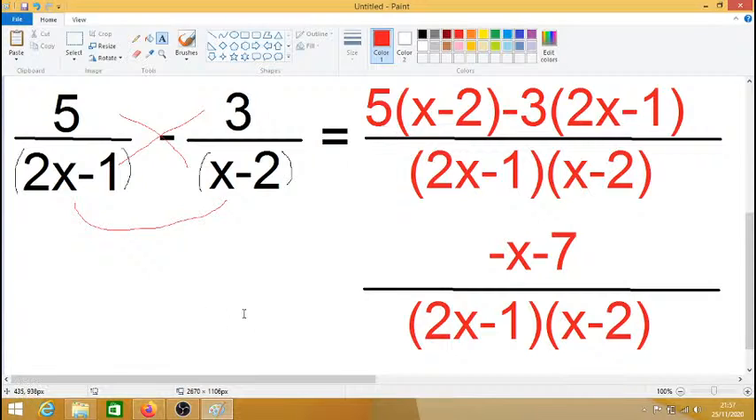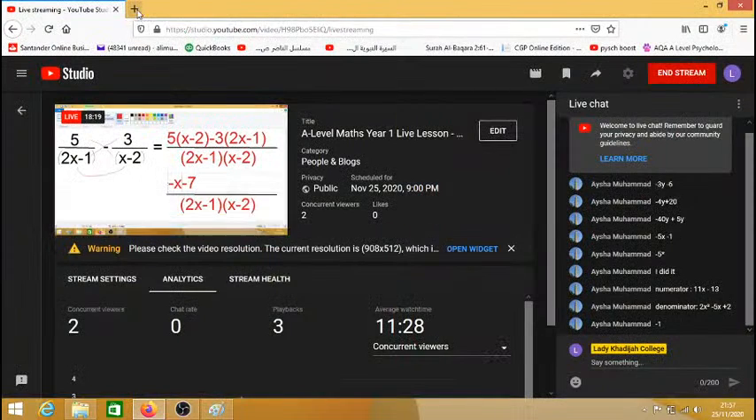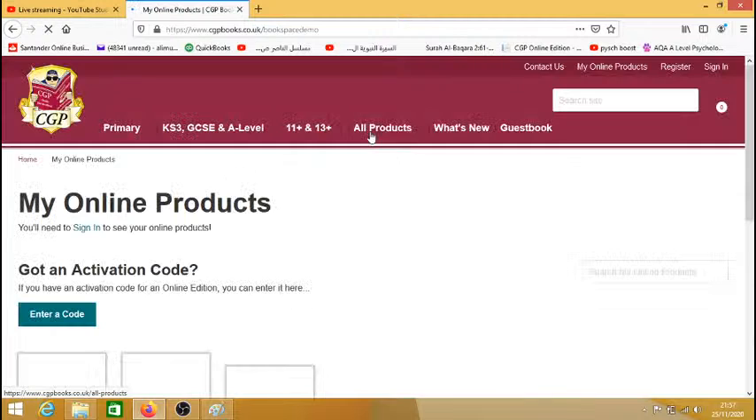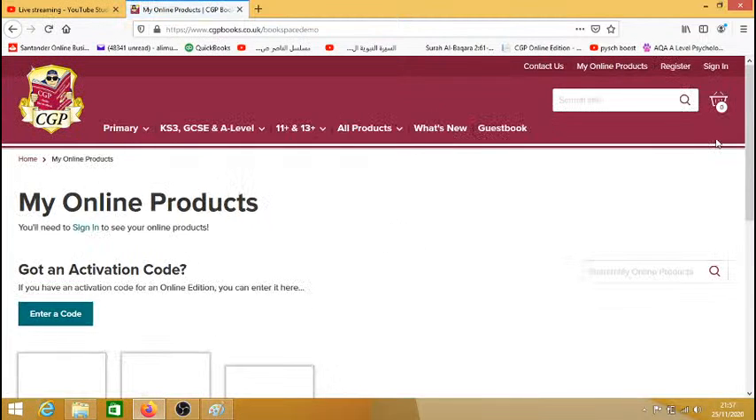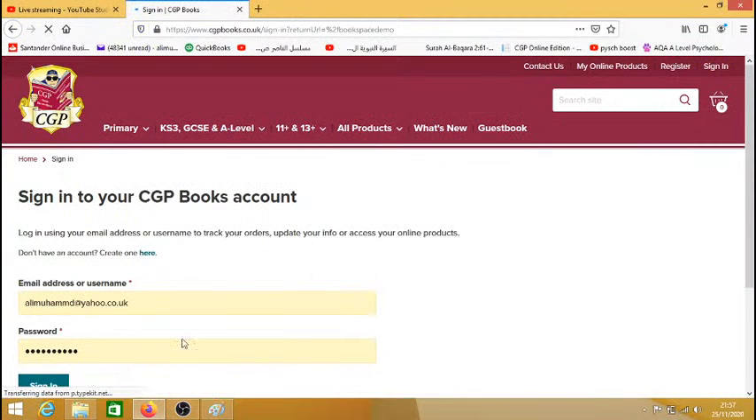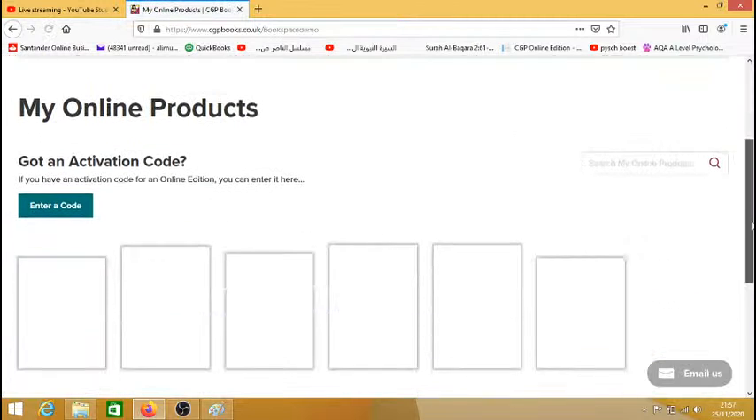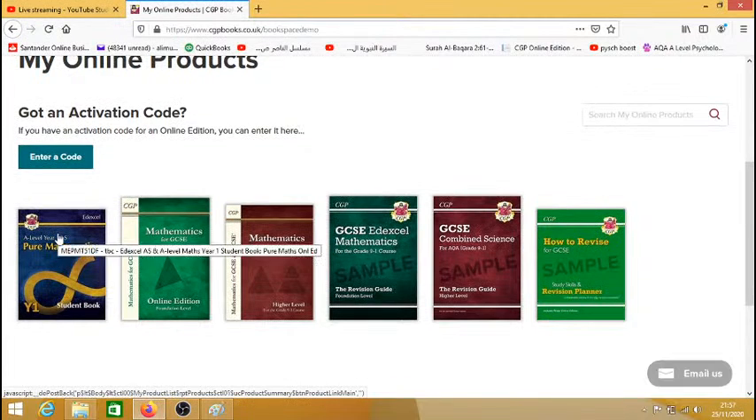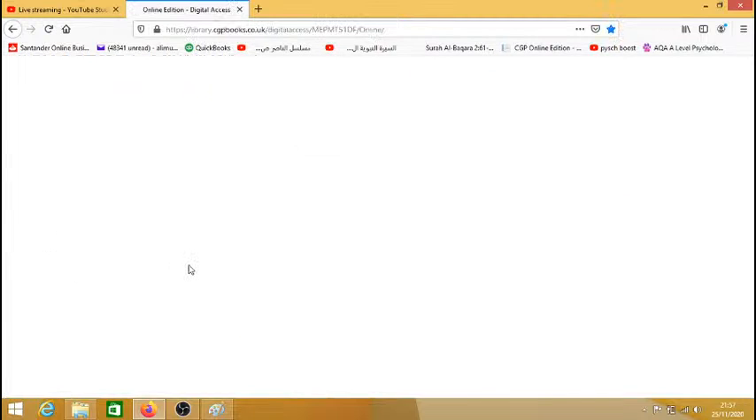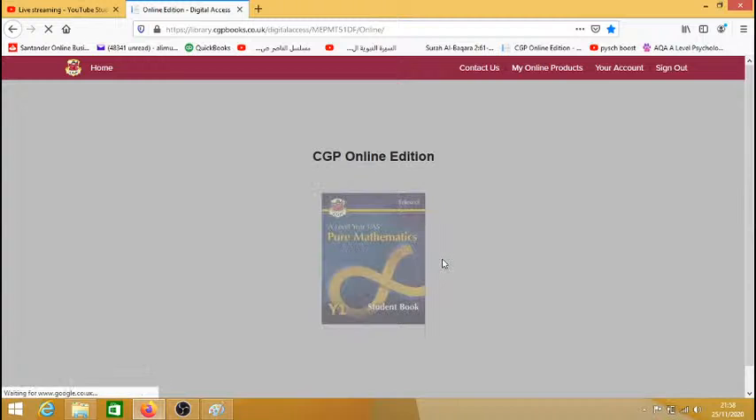We are going through a textbook that I have shown you in the past, but I'll just show you again. If I log into my CGP account, give me a second. So the book we're working through is Edexcel A-Level Year 1 AS Pure Maths. So you should now be able to do the section on adding and subtracting algebraic fractions. Have a go and see how you do.